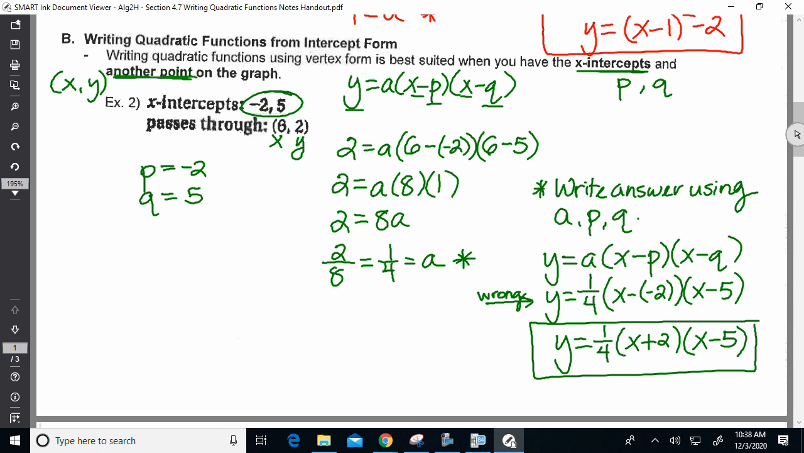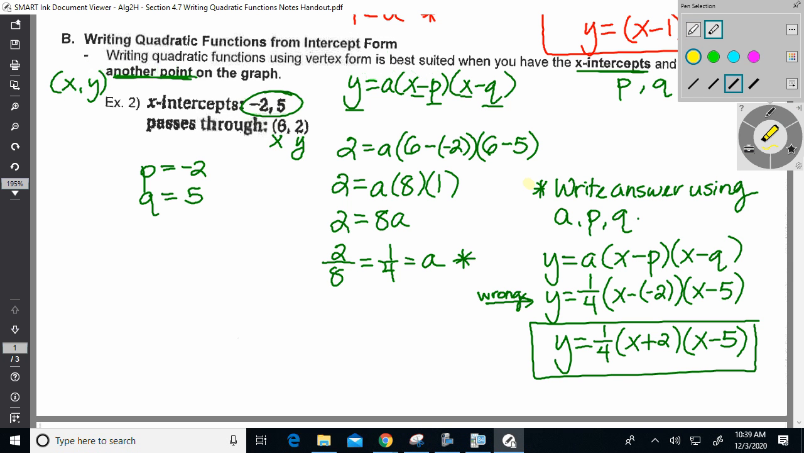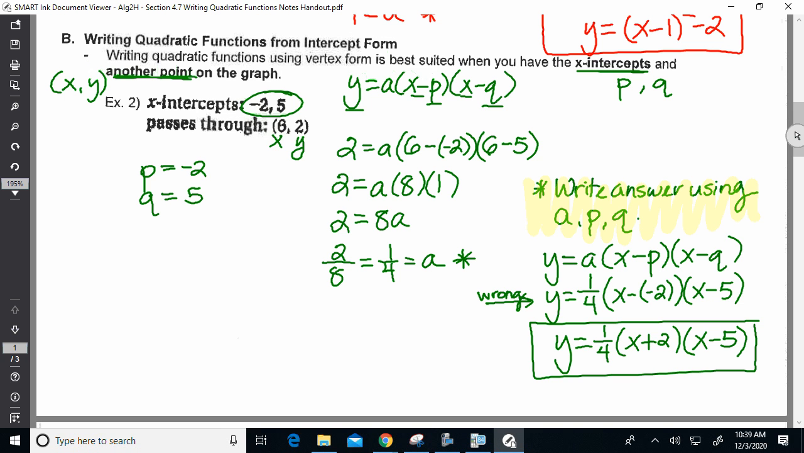So intercept form is actually not that much different than vertex form. The formula is the only real thing that changed. Plug in what you know, solve for what you don't, write your answer using the indicated parts, which in this case would be A, P, and Q. Any questions, example 2?